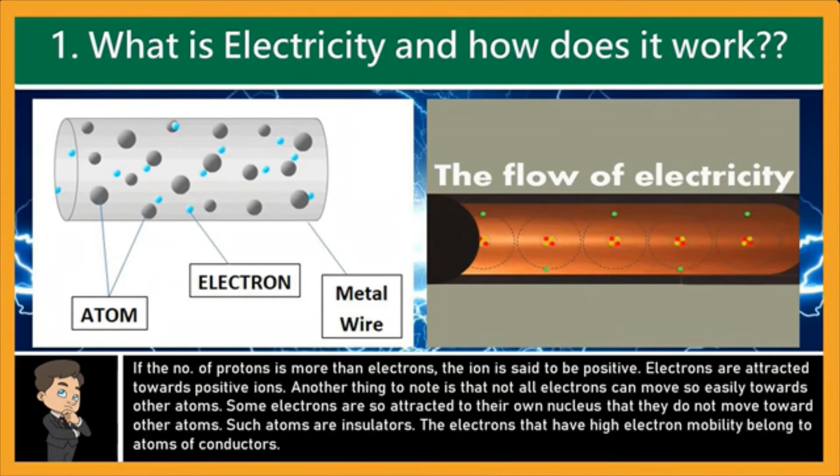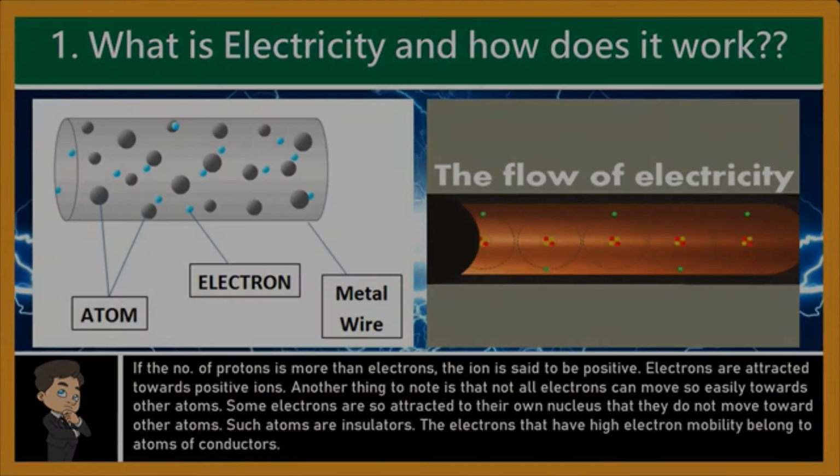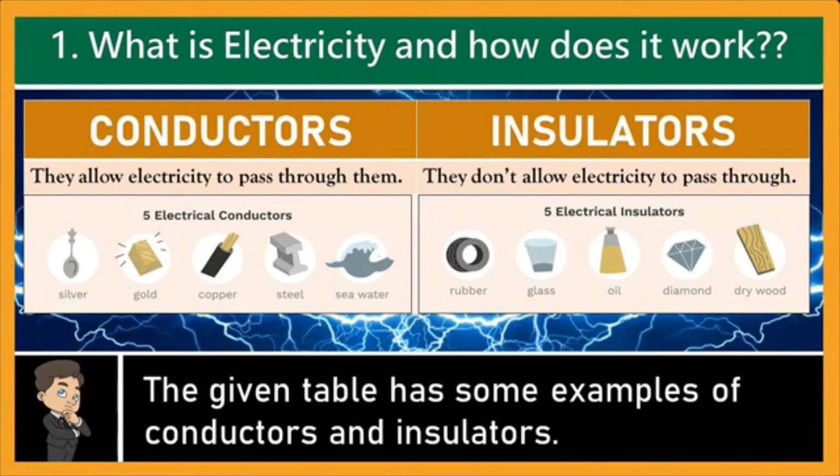Another thing to note is that not all electrons can move so easily toward other atoms. Some electrons are so attracted to their own nucleus that they do not move toward other atoms. Such atoms are called insulators. The electrons that have high electron mobility belong to atoms of conductors. The given table has some examples of conductors and insulators.